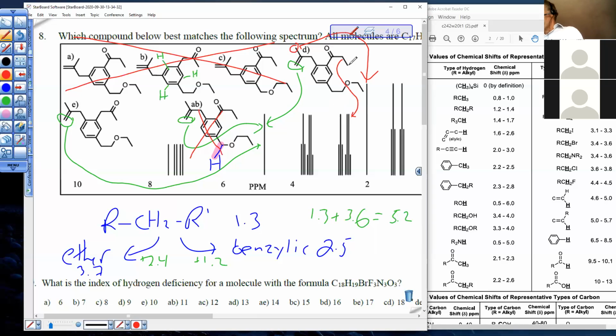Do we have 0.8 triplet? Most certainly do. Do we have another 0.8 triplet? Doesn't really matter which. The O inductive effect probably shifted it a bit. Do we have an ether quartet? Ether quartet at 3.7. We do. 3.7 quartet.